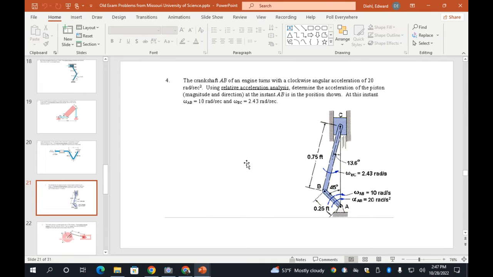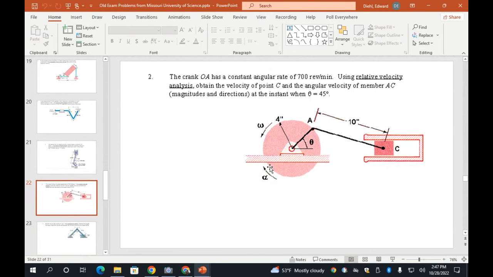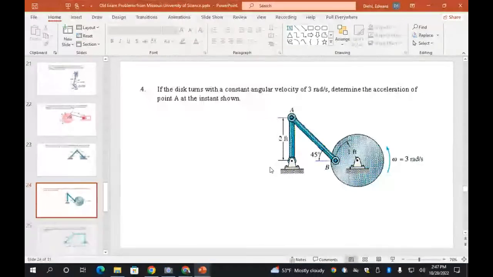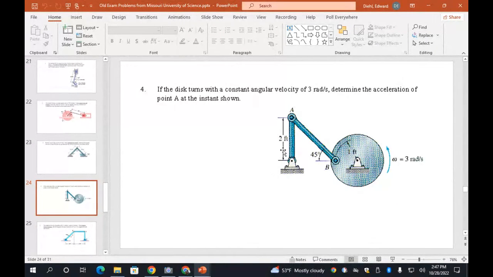Let's do this one right here. I don't know if I made this one into a big one yet. Relative velocity, instantaneous center. Determine the acceleration of point A. I like this one. Let's do this one.